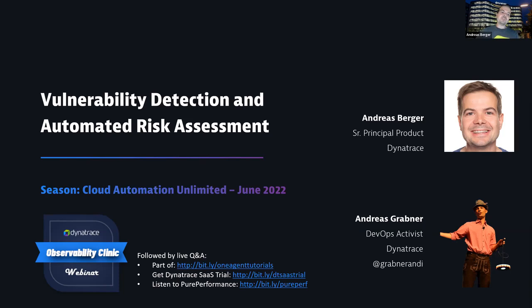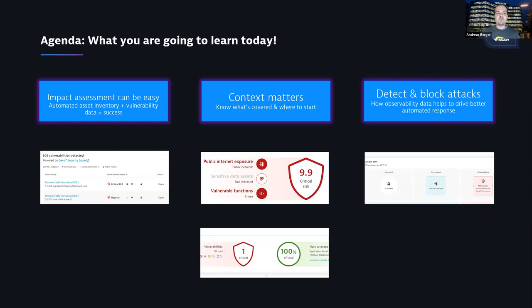So what are we going to talk about today? Obviously security. I want to give you a quick outline of what you're going to learn today. I want to talk about how impact assessment of vulnerabilities or security incidents in general can be easier than it is today. That's hinting at how an asset inventory as provided by Dynatrace, combined with security data, makes the process of figuring out what impacts you much easier than it is today. And you'll see more about that later.